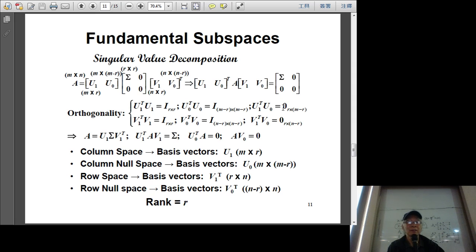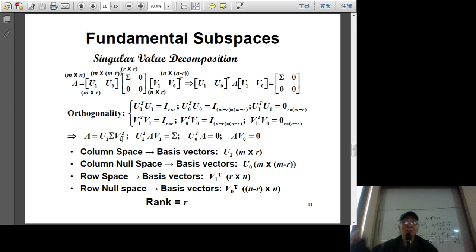Alright. Then you will be able to see that A equals U1 sigma V1. So U0 and V0 do not play any role in A. In other words, U0 and V0 really don't have anything to do with A, because they are orthogonal to A. They are in another space, not the A space.